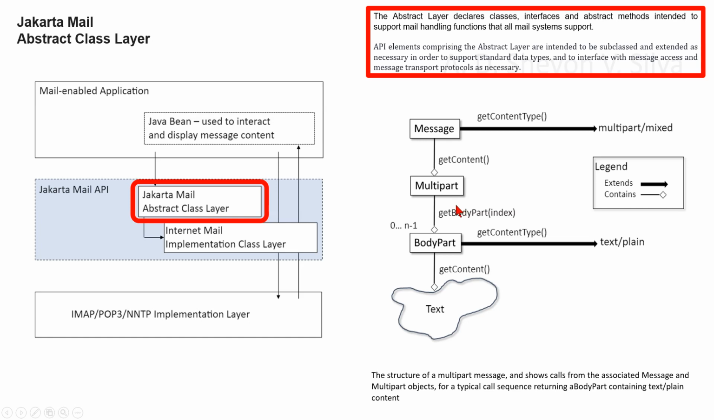This diagram illustrates the structure of a multi-part message and shows calls from associated message and multi-part objects for a typical call sequence returning a body part containing text/plain content. In this figure, the content type attribute of the message object indicates that it holds multi-part content. Use the getContent method to obtain the multi-part object.